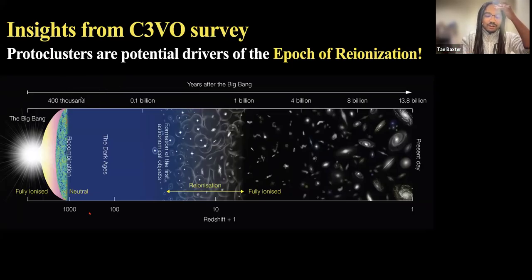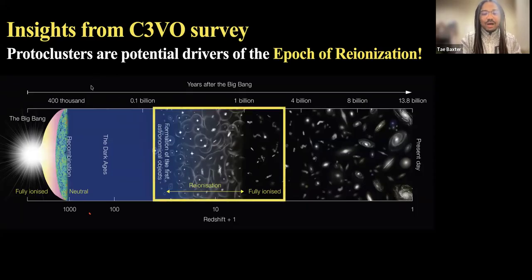So during the dark age, the universe was mostly composed of neutral hydrogen, so hydrogen with its electron bound together. But once these stars and galaxies started to form, they started releasing high energy radiation that started to strip away electrons from the protons in these hydrogen atoms until you get to the universe today, which is fully ionized. So this yellow box is kind of showing this epoch of reionization. And we think by studying protoclusters and getting these uniformly selected samples, we'll be able to really understand how they contributed to this kind of crucial stage in the universe's history.